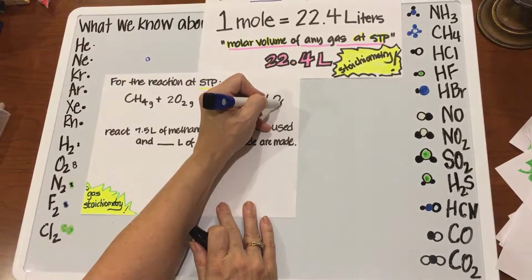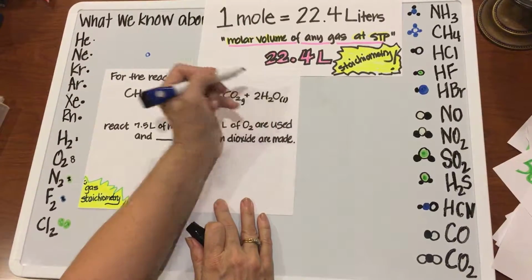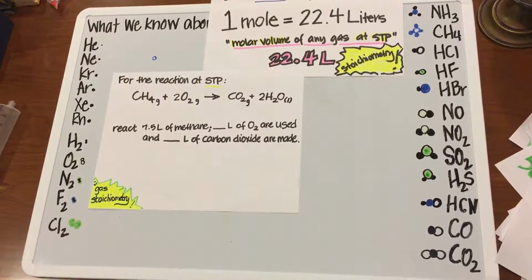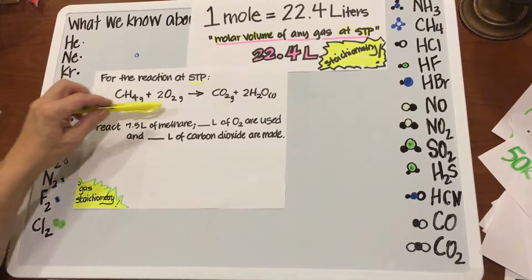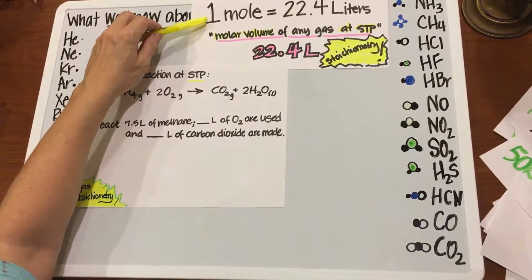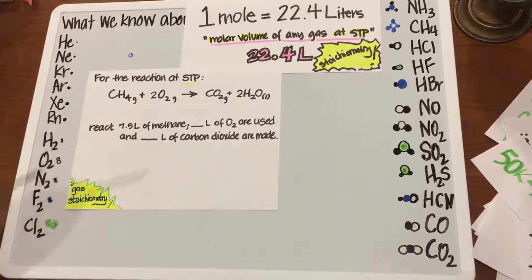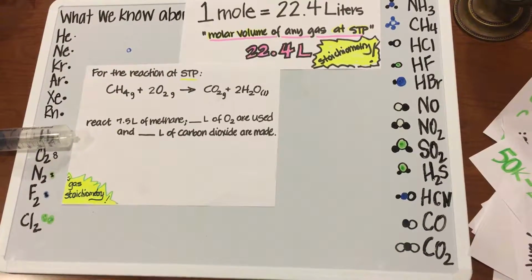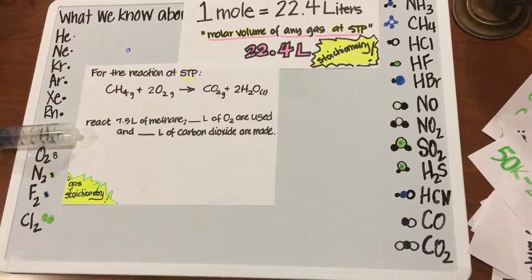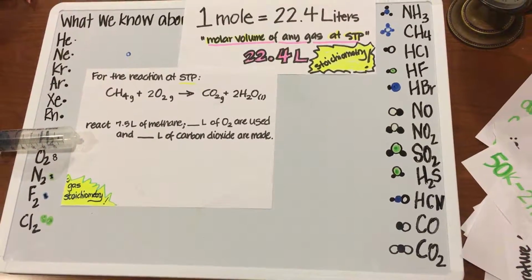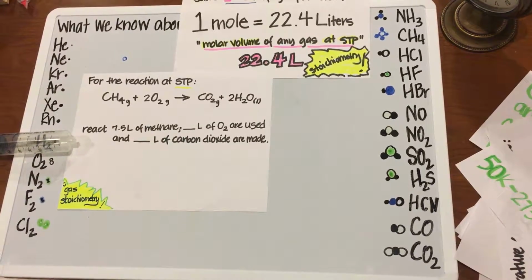At STP, water is probably a liquid, or it could be a solid, or somewhere in between. So these three, 1, 2, 3, I can use that 22.4 liters equals 1 mole relationship in the stoichiometry. So let's read the problem. React 7.5 liters of methane. How many liters of oxygen are used? And how many liters of carbon dioxide are made?